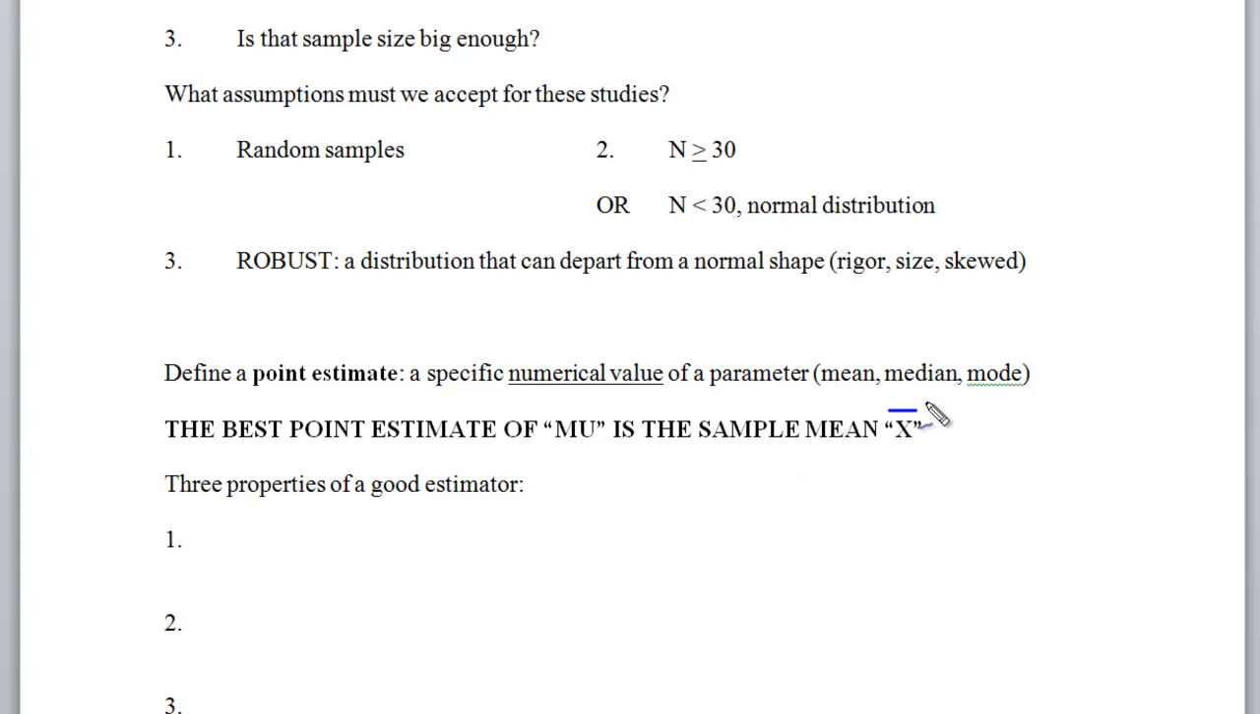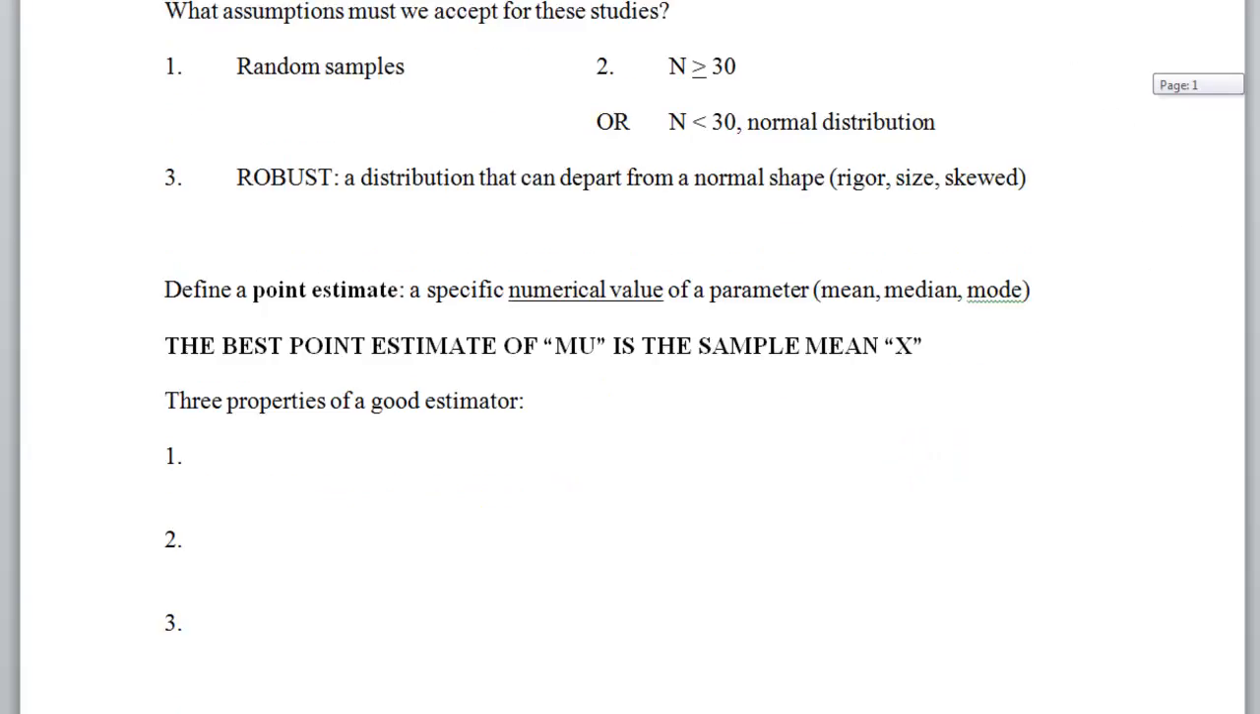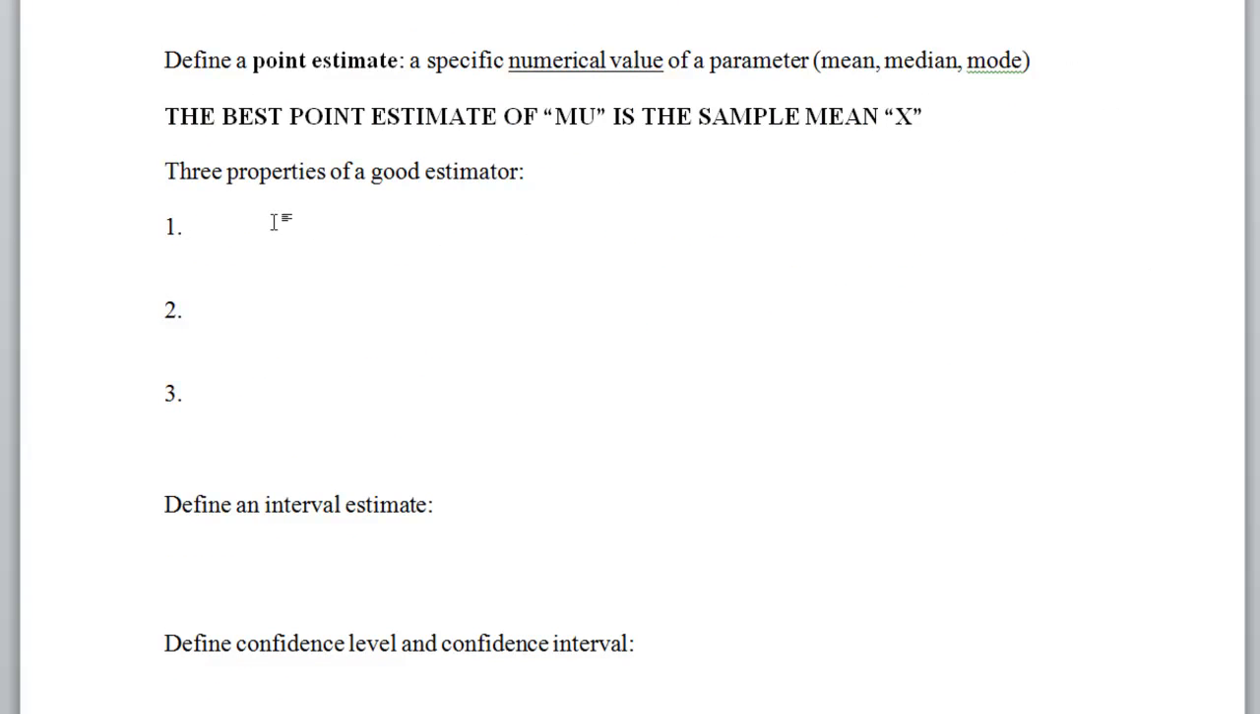We're going to try to see how close can the sample mean of x get to the real value of mu. Now, because we are human and we can't actually get the actual mu for the entire population without doing some very elaborate census, we're going to come up with some good ways to get an estimator for that mu. Now, to the good properties of estimators. Three properties of good estimators.